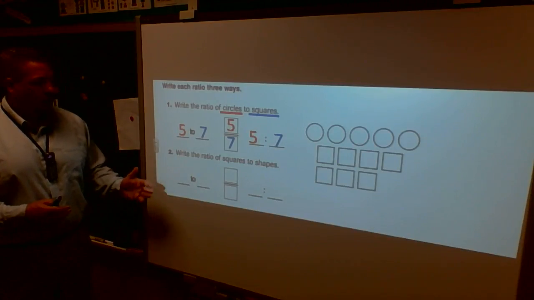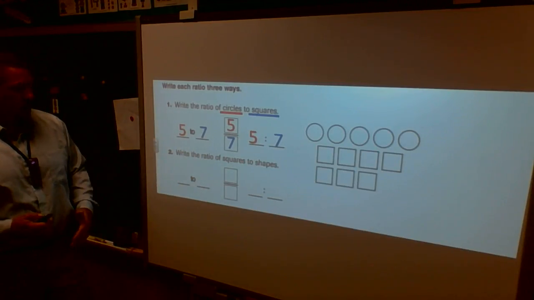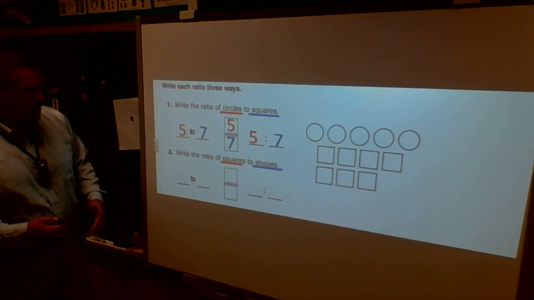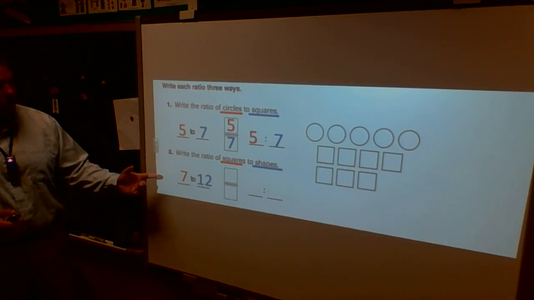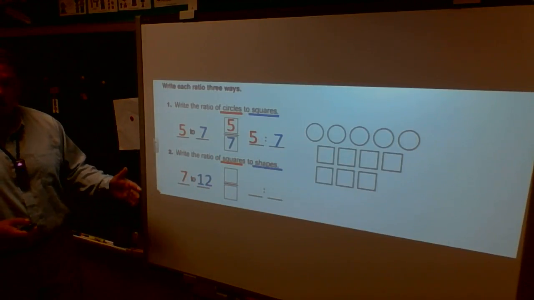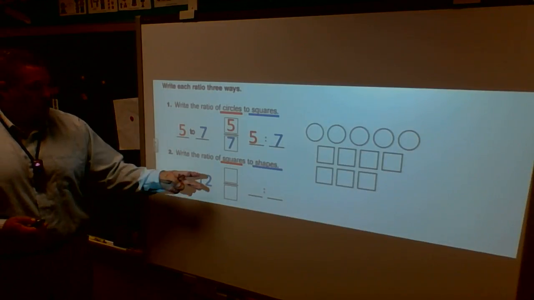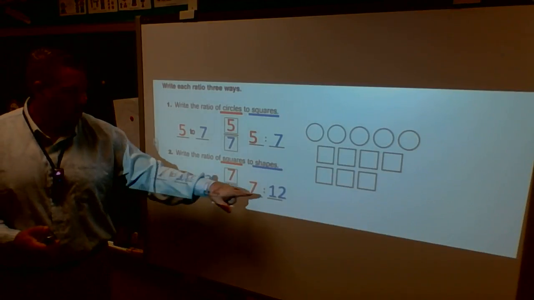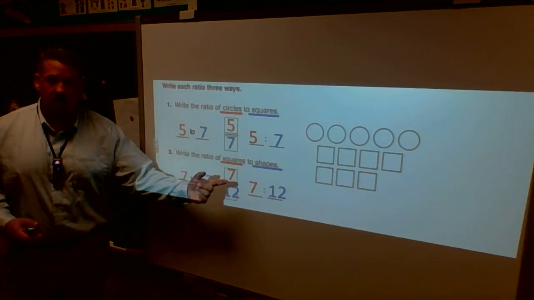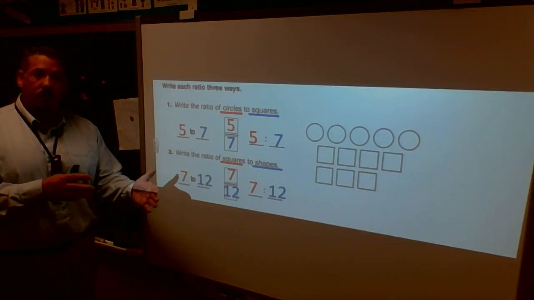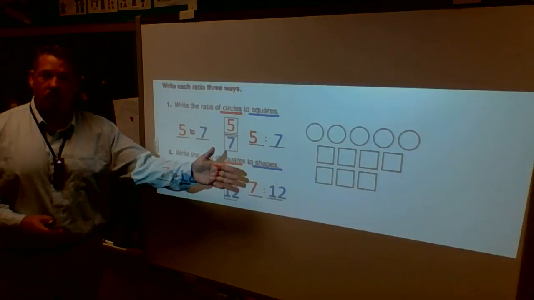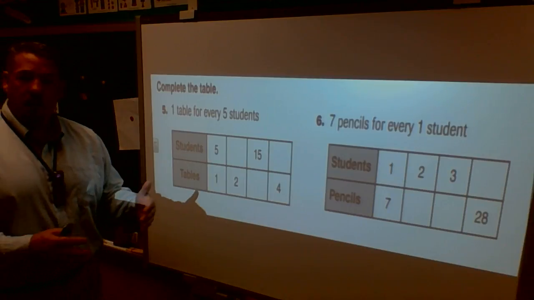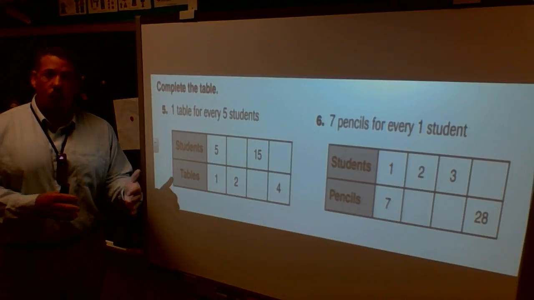Or we could be doing a shape compared to the whole. So when it talks about this one, it says I'm going to compare squares to shapes in general. So when I look at it, I know I have 7 squares, but when I add the 7 and the 5, I get 12. So I use the word to for my ratio, or I use the fraction form, and the first one always goes on top, or I use the colon, which also says to. Each of these says the same thing when I say them verbally: 7 to 12, 7 to 12, or 7 to 12.